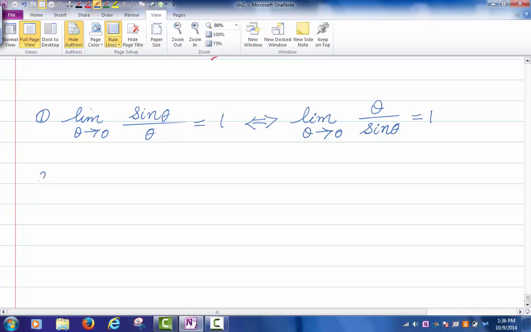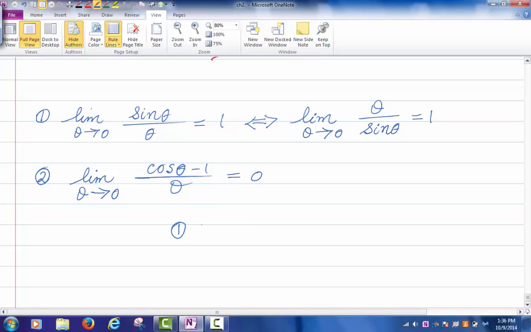So number 2, the limit as theta goes to 0 of cosine theta minus 1 over theta, and we showed that this was 0. Number 1.